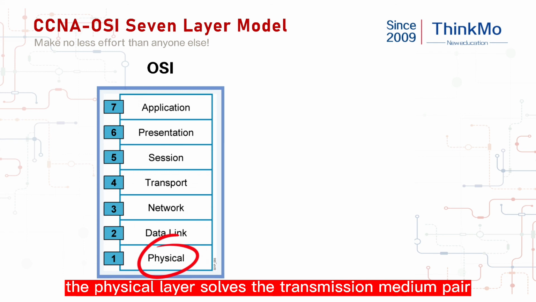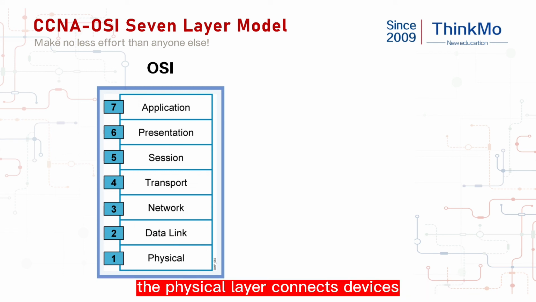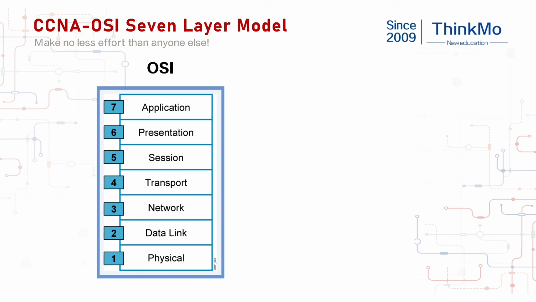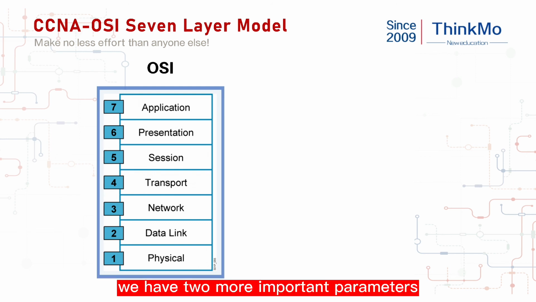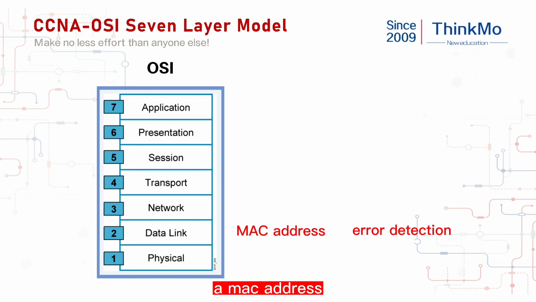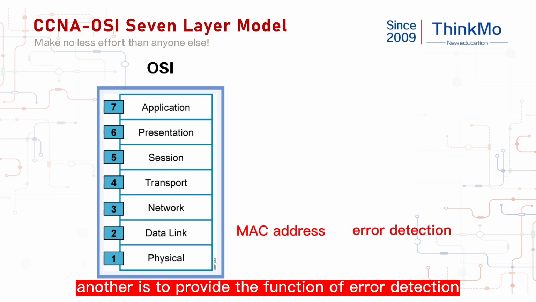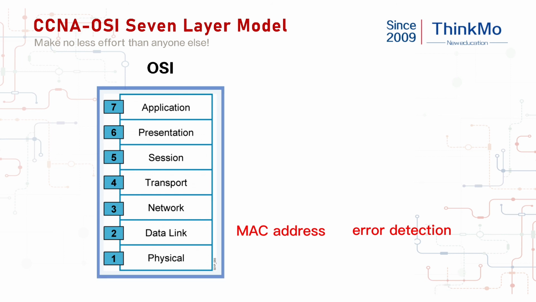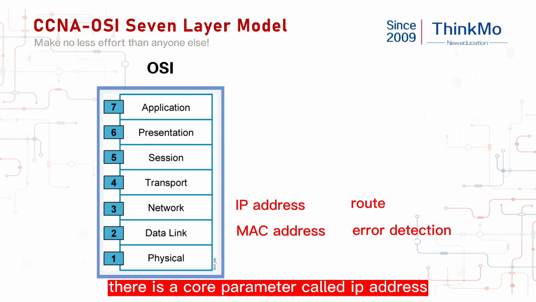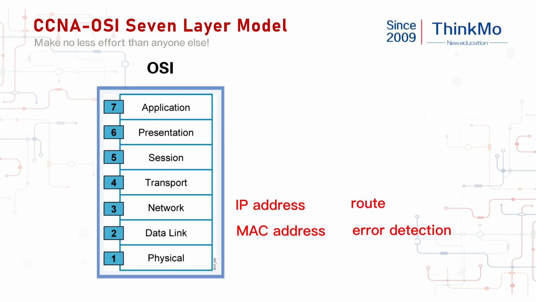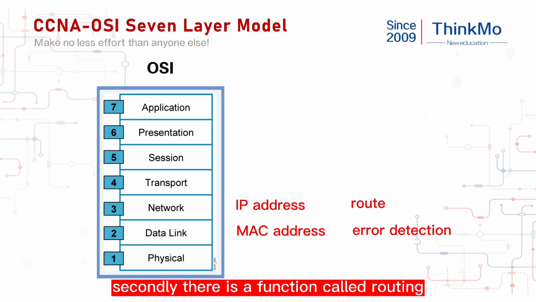The physical layer solves the transmission medium problem. The physical layer connects devices and transmits our data signals. Then the data link layer. We have 2 more important parameters: a MAC address, and another is to provide the function of error detection. For the network layer, there is a core parameter called IP address. Secondly, there is a function called routing.